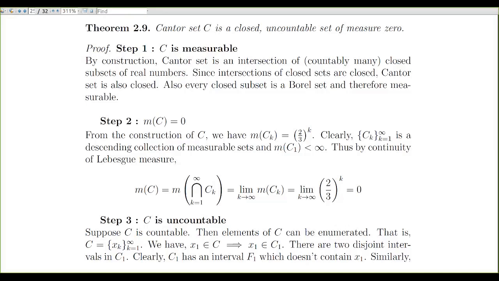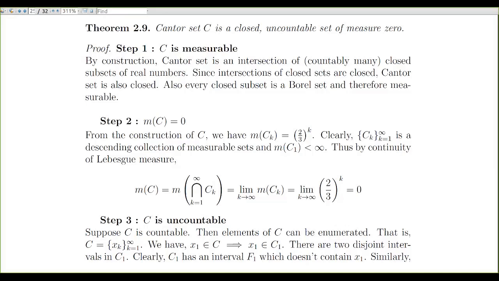If the Cantor set is closed, then it is measurable, since every closed set is a Borel set, and we have proved earlier that Borel sets belong to the sigma algebra of measurable sets. That is, every Borel set is measurable. Therefore closed sets are measurable, and therefore the Cantor set is measurable.